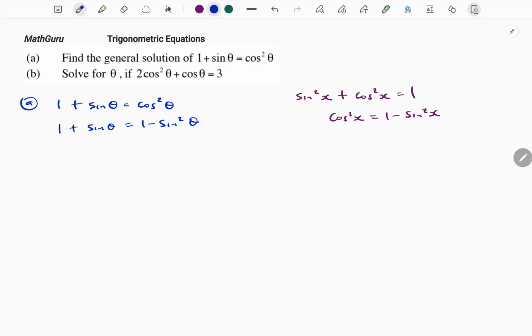The next step, I move all the terms to one side. So I have 1 plus sine theta minus 1 plus sine squared theta equals 0. You can see that I have 1 minus 1, that's 0. And if I rearrange my expression on the left, I have sine squared theta plus sine theta equals 0. To solve for sine theta, I'm going to start by factorizing.